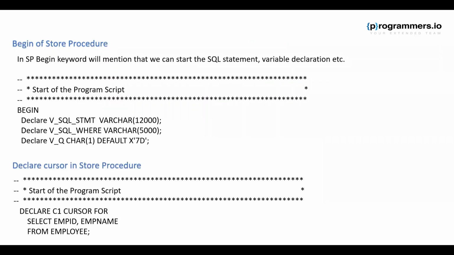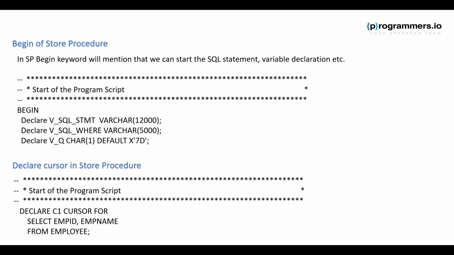So this is the beginning of a stored procedure. The BEGIN keyword mentions that we can start the SQL statements, variable declarations, and so on. It is the start of the program script. After BEGIN, I can now start my stored procedure. We have a DECLARE keyword, and declare means you can declare a variable or cursor.